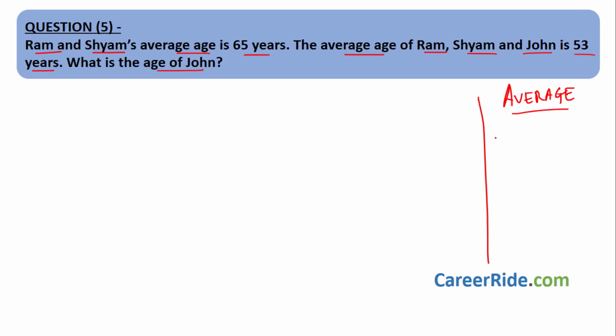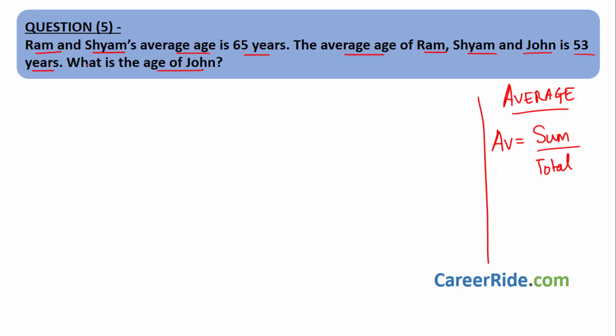How to find average? Very easy. Average is sum of all the observations divided by total number of observations. What does that mean? For example, here there are 2 people, Ram and Shyam. They might have different ages, right? So, there are 2 people, so there are 2 observations. So, the total number of observations is 2 over here. And age of Ram is say 5 years and age of Shyam is say 15 years.